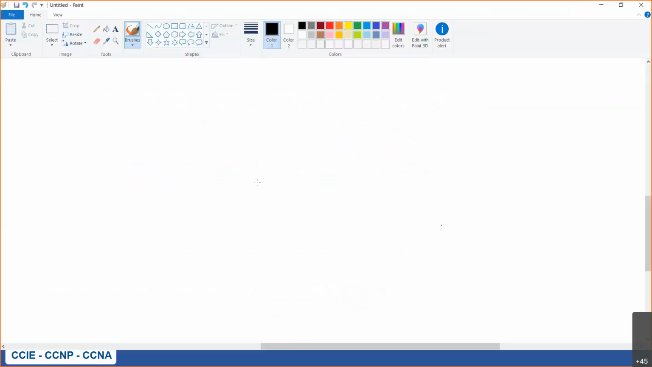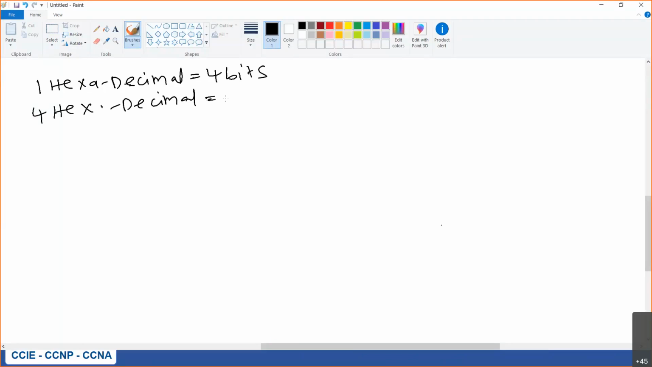Now about IPv6: 1 hexadecimal is 4 bits. 4 hexadecimals is 1 quartet. Like 8 quartets is IPv6. What is the first statement? First statement, let me explain clearly.